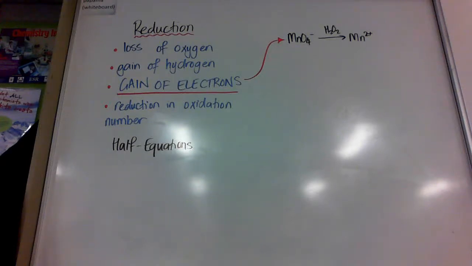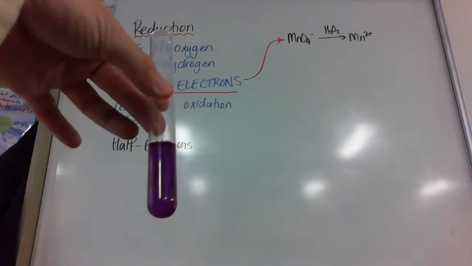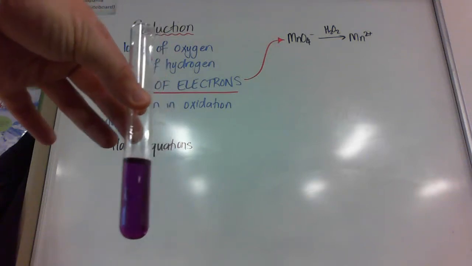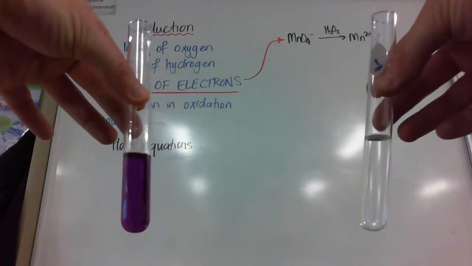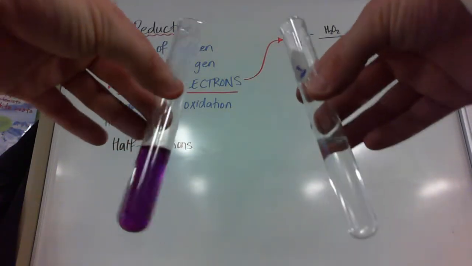Another type of reaction we're going to look at is reduction. Here I have a solution of potassium permanganate which has been acidified with sulfuric acid. You can see that it's a purple colour. And here I've got hydrogen peroxide, which is H2O2. What I'm going to do is combine the two and look for any observation.